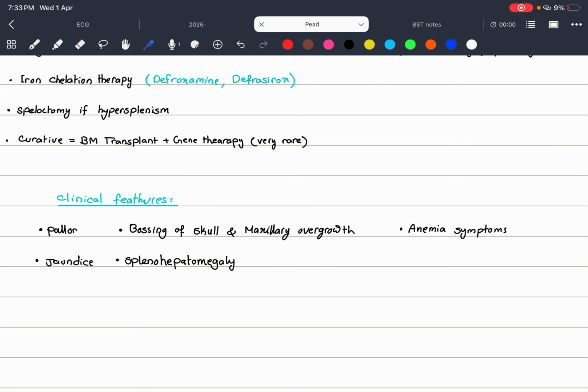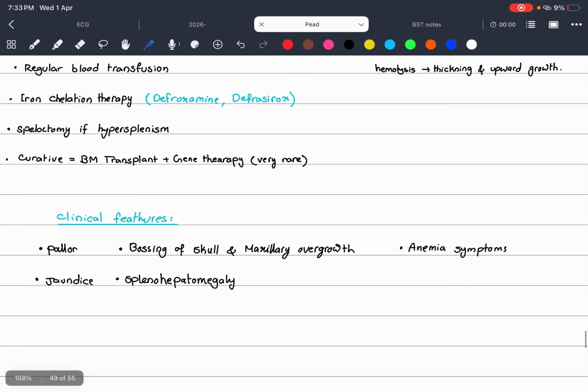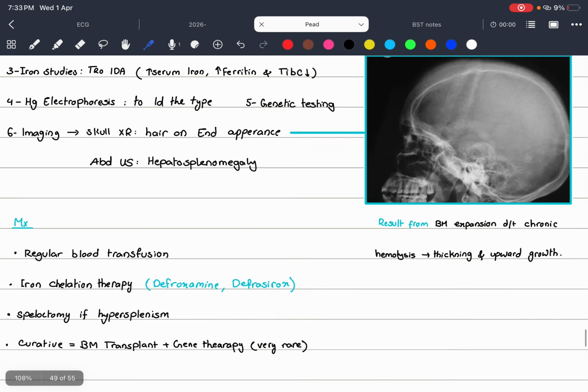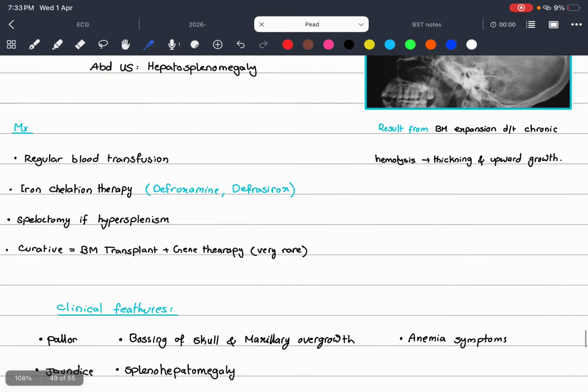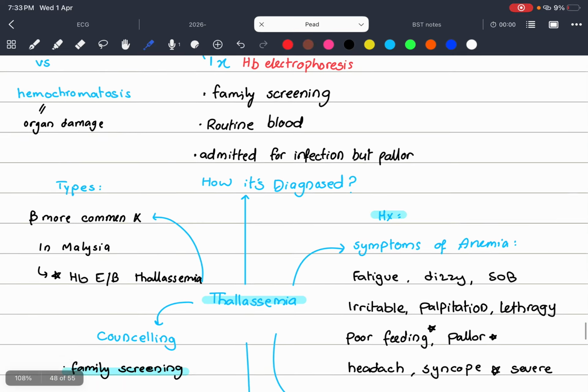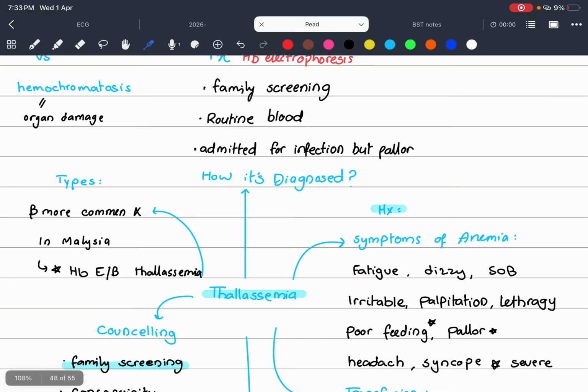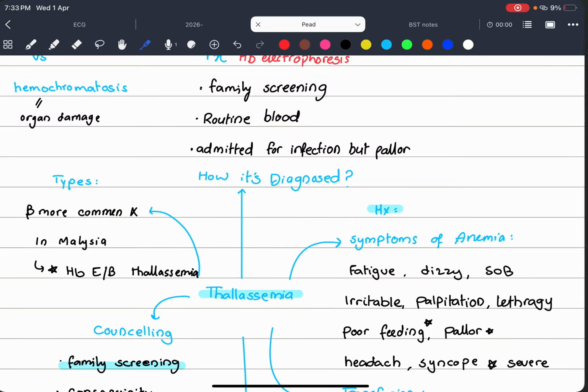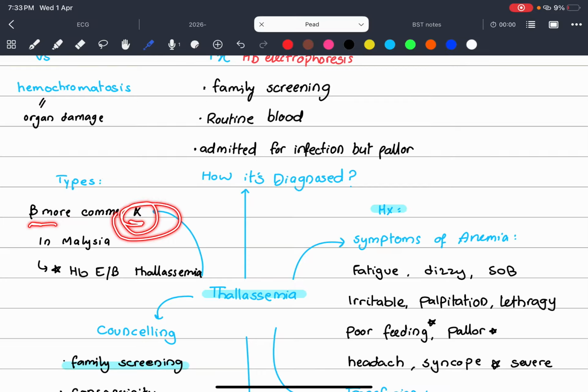You can look at the patients in the daycare; that's how they sometimes look. Not all of them might look like that, especially the carriers, who will look normal. Okay, now the types in Malaysia. Beta is way more common than alpha thalassemia in Malaysia, especially hemoglobin E beta type thalassemia.